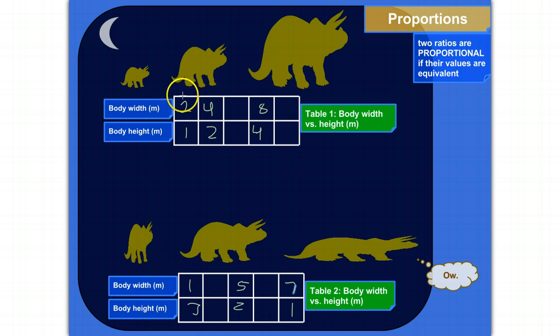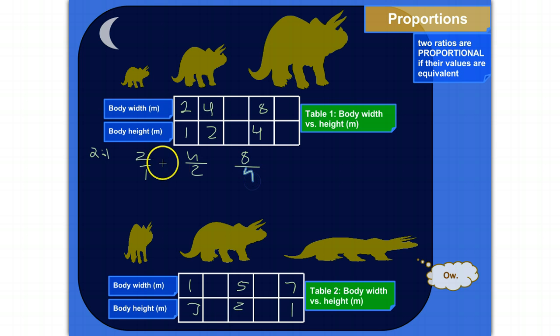So the question is, are these Mathceratopses proportional to each other? So these are ratios. I could write the ratio of the width to the height of the first guy as 2 to 1. You can also write ratios like that, 2 to 1, but it's much easier to deal with them as fractions. So first one is 2 to 1, second one is 4 to 2, and the third one is 8 to 4.